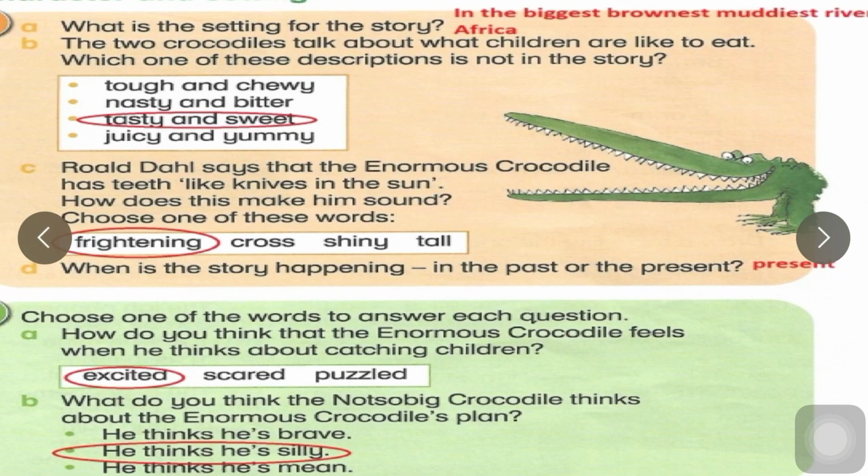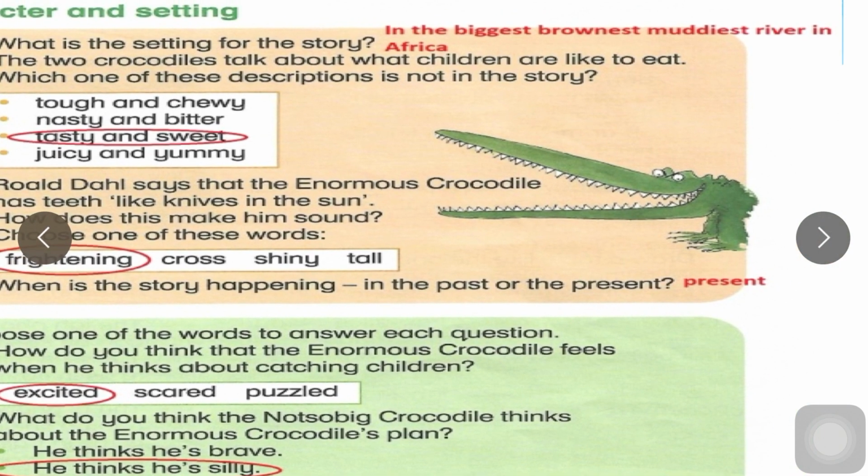Excellent, in the present. And do you remember that Miss Rada told you that there are some stories written in the present and some stories written in the past, but when we are going to write a story, we are going to write it in what? In the past. Okay? This time I want you to write in the past, but there are some stories written in the present and some stories written in the past.